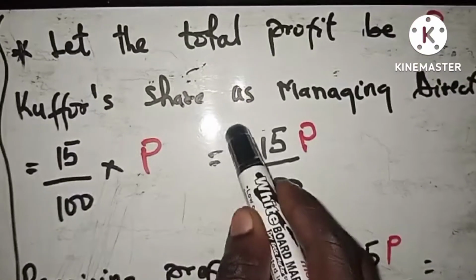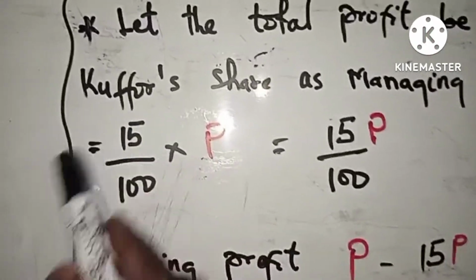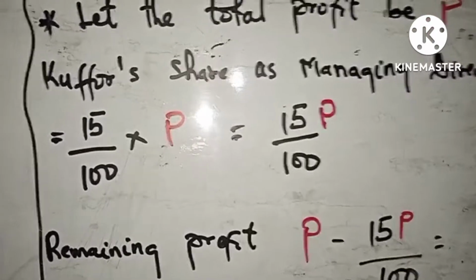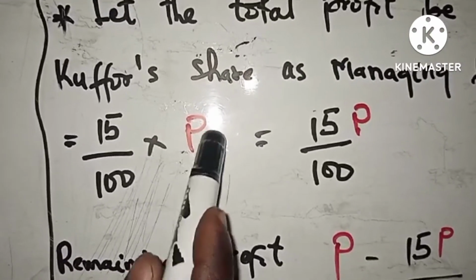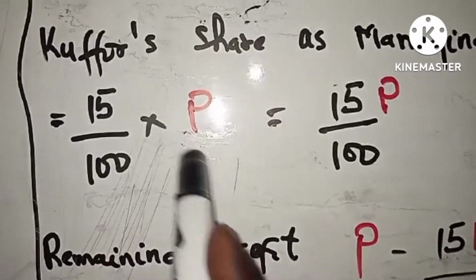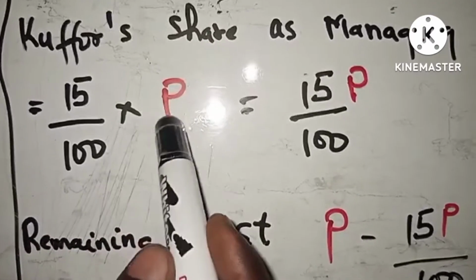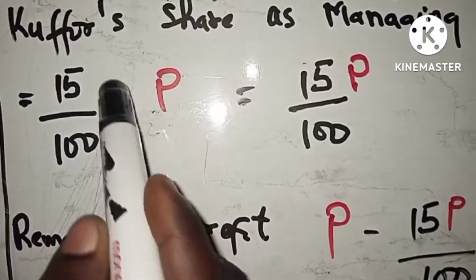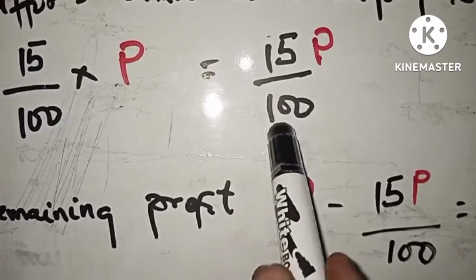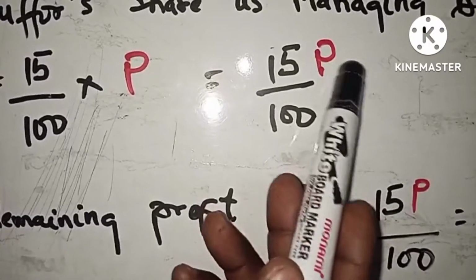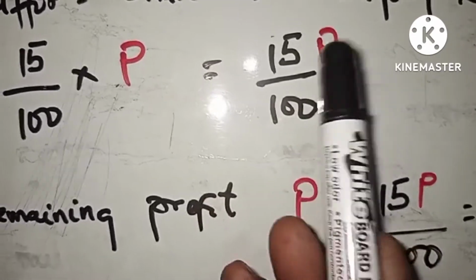So if you are being elected or appointed as a managing director, you are taking 15% out of the total profit. So if you want to calculate that 15%, that should be 15 over 100, right? Multiply by the total profit, P. Don't let this variable confuse you, this is just a number. If you multiply, because this is a variable, you just multiply the top by the top. So 15 multiplied by P gives 15P divided by 100. Just move as it is.